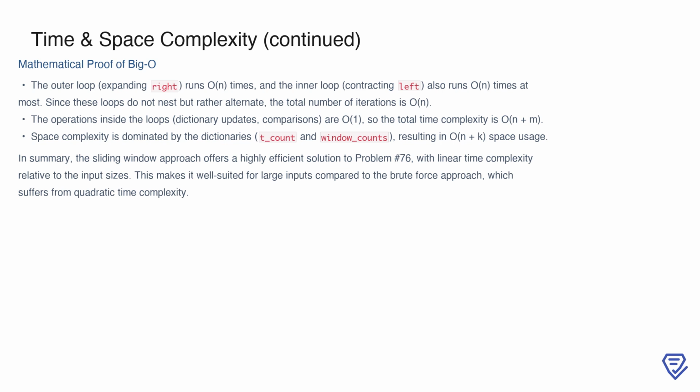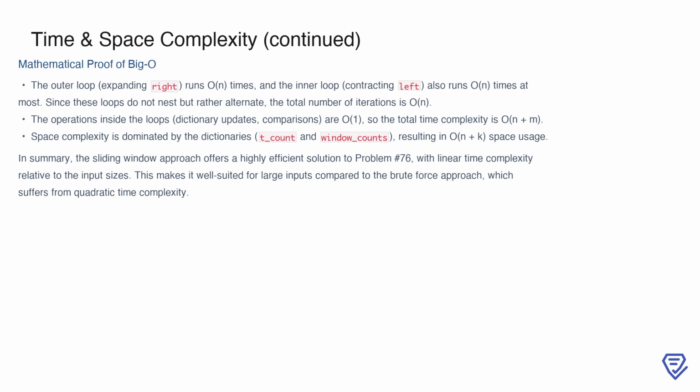Finally, let's solidify the time complexity with a mathematical proof. The outer loop, which corresponds to expanding the right pointer, runs O(n) times as the pointer traverses the string S. Similarly, the inner loop, which contracts the left pointer, also runs O(n) times at most. These loops alternate rather than nest, so their combined operations are linear, or O(n). Within these loops, operations such as dictionary updates and condition checks are constant time, or O(1).